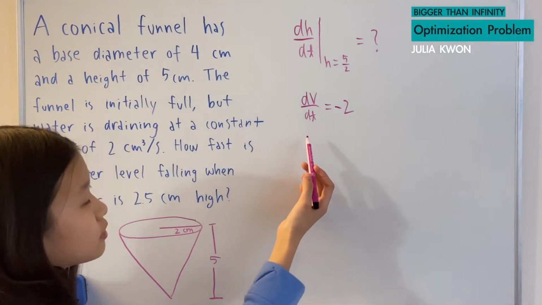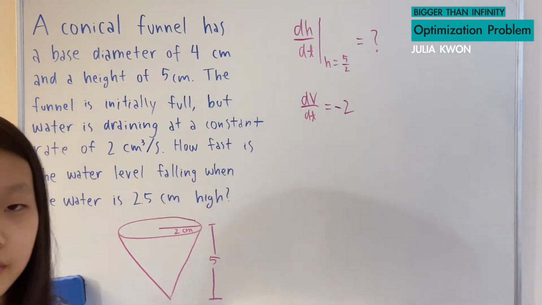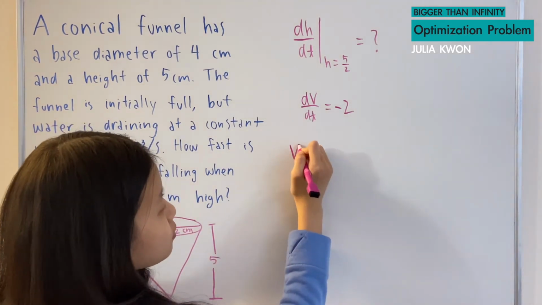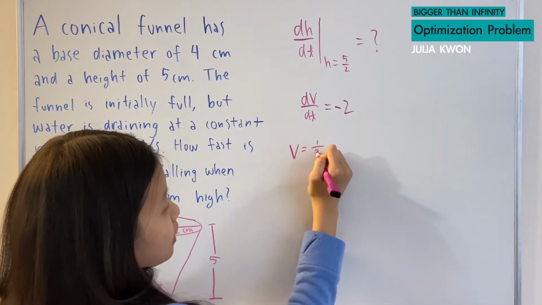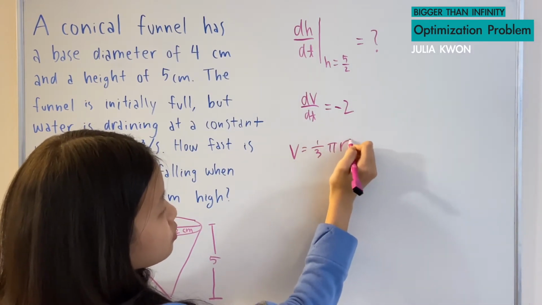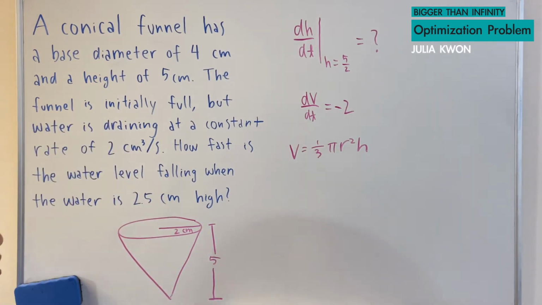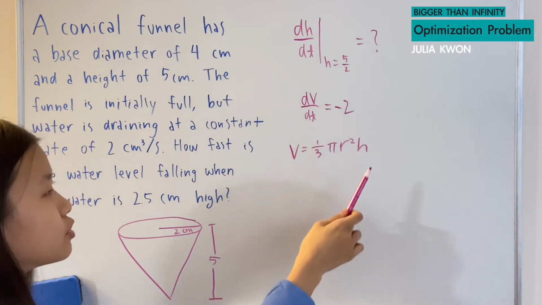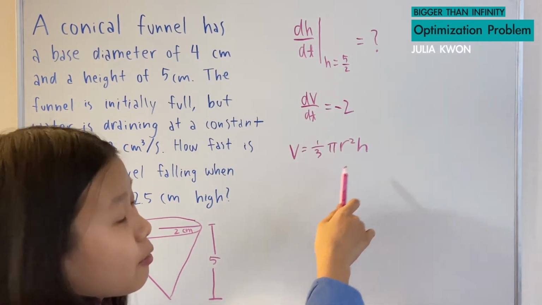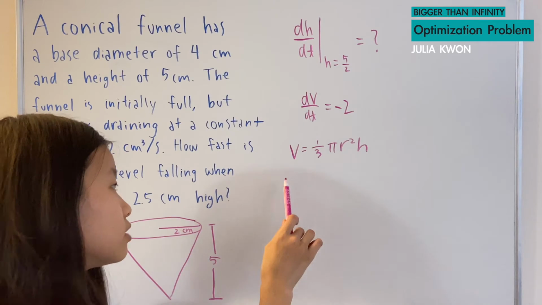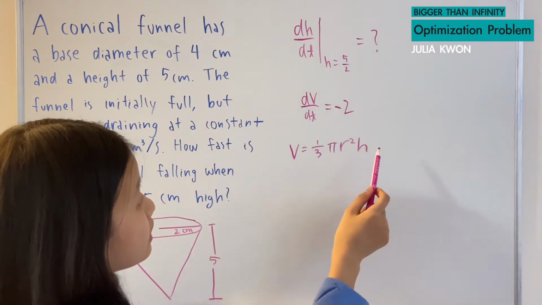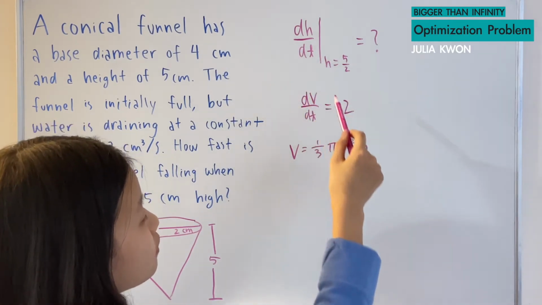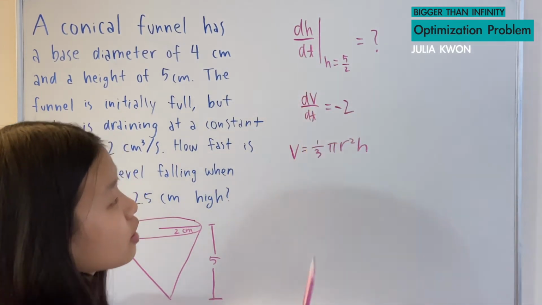Okay. The way we're going to solve this problem is by using the volume of the cone. The formula for the volume of the cone is equal to 1 divided by 3 times pi r squared times h. Obviously we want to keep h as our variable, so that when we take the derivative on both sides, we'll have dh divided by dt on this side, and we want dh divided by dt since that's what we're trying to solve for.